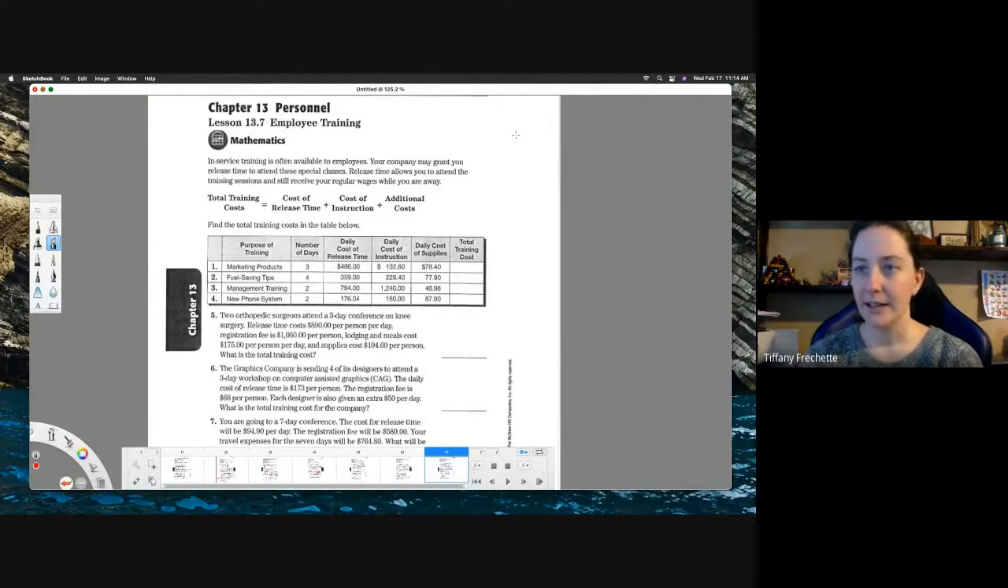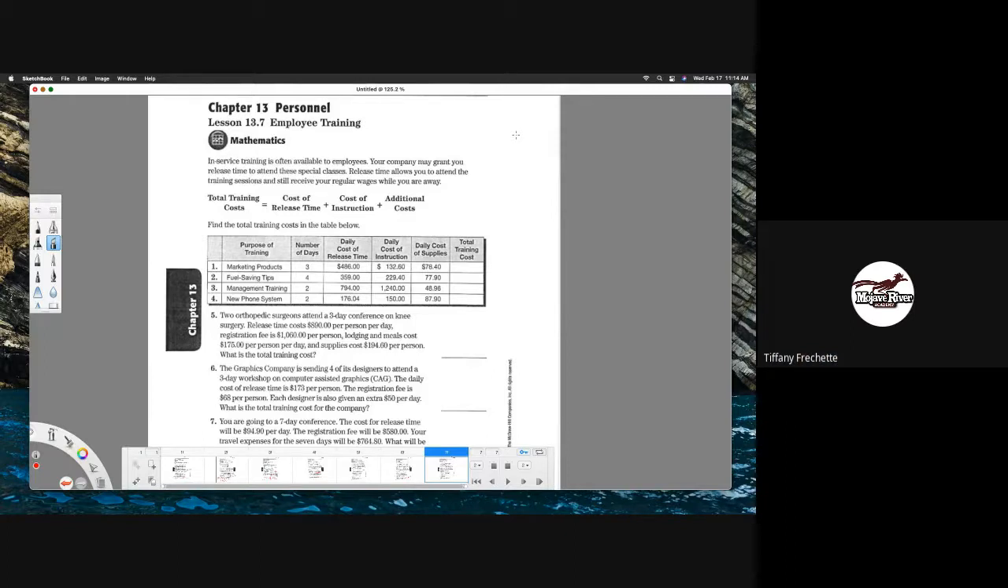All right, hello again. We are in chapter 13 for business math. It's called personnel. So this is lesson 13.7, employee training. Similar to section 6, where we calculated travel expenses, in this one we're going to calculate the whole training cost. It depends on whether or not you have to travel for training. Quite a few times you're going to have to travel somewhere.